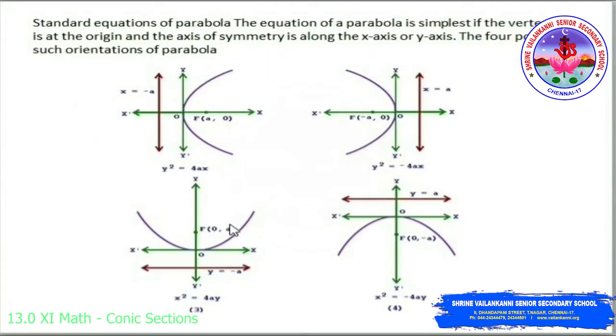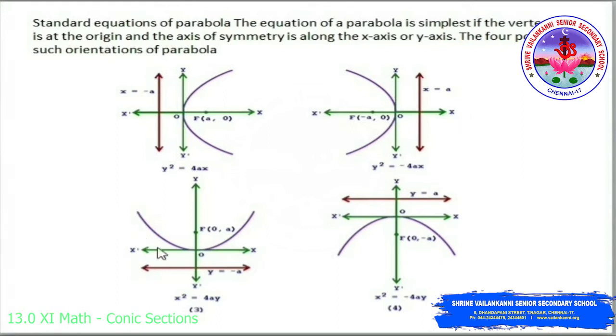There are 4 possible such orientations of the parabola. Here we can say that the parabola opens rightwards. So the standard equation of the parabola is y square equal to 4ax, the focus is a comma 0, the directrix is x equal to minus a, and the axis of symmetry is along the x-axis. Here you can see that the parabola opens leftwards. So the focus F is minus a comma 0, the directrix is x equal to a, and the axis of symmetry is along the x-axis.